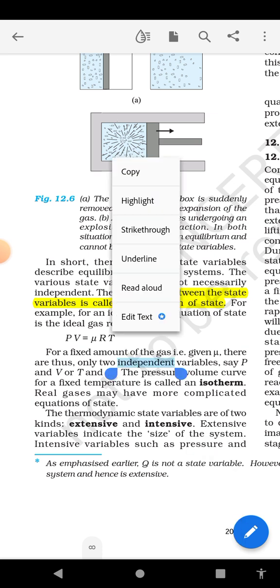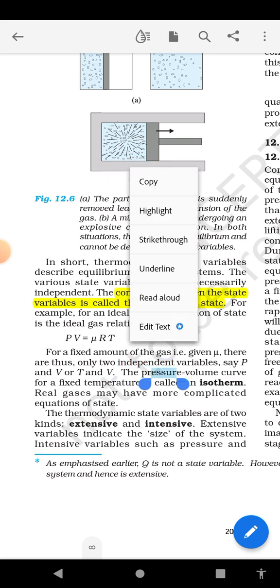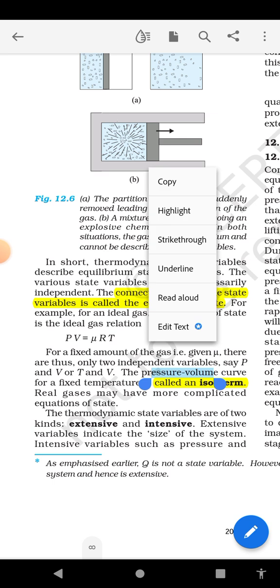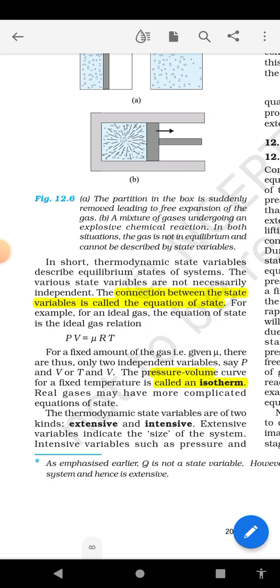Pressure and volume, okay. The graph we will draw between these two, we will call it isotherm. Pressure and volume graph is called isotherm. Connection between state variable is called equation of state. Real gas may have more complicated equation of state.